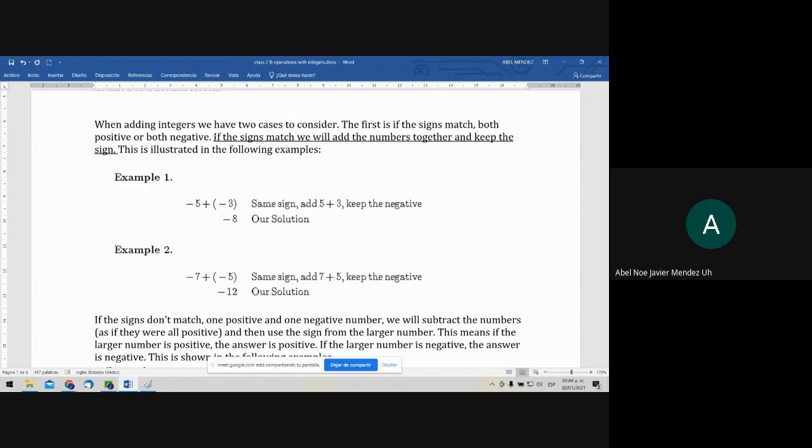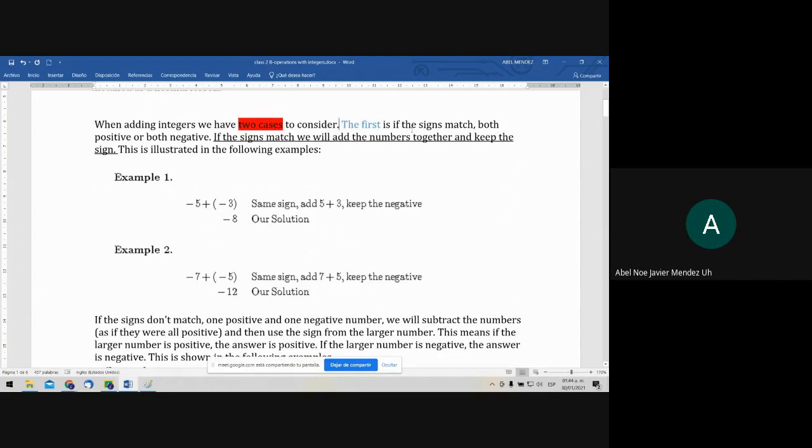Repeat after me. When adding integers, we have two cases to consider. Okay? We have two cases to consider. This is important. The first case, I'm going to mark the first case, okay? We have two cases. This is important. Don't forget it.